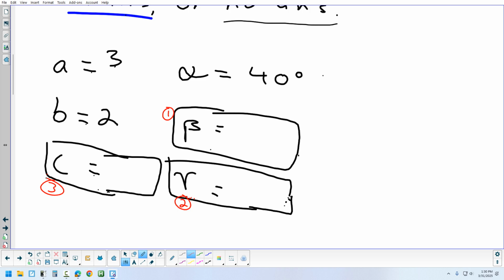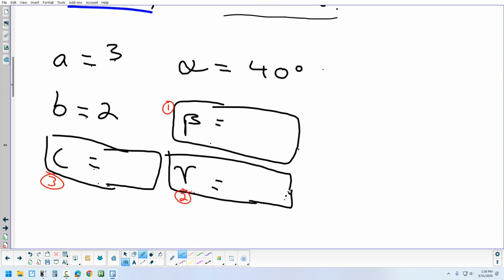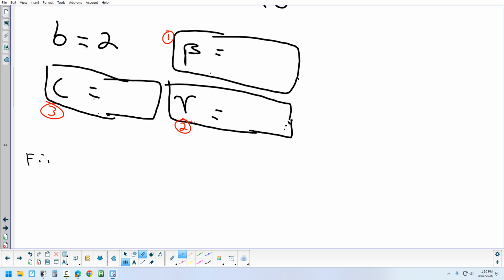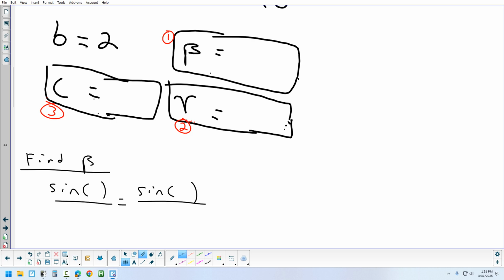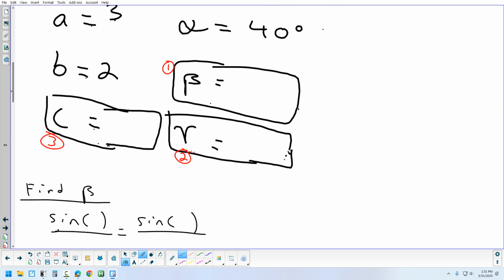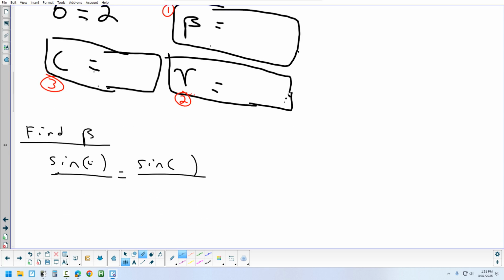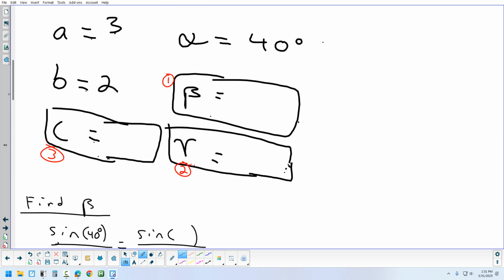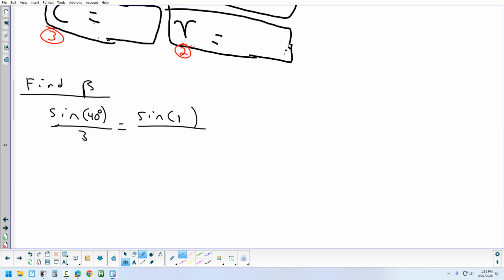Okay. So let's find beta first. So set up your law of sines. What are we going to put on the left side? Sine 40 over 3. And then sine beta over 2.